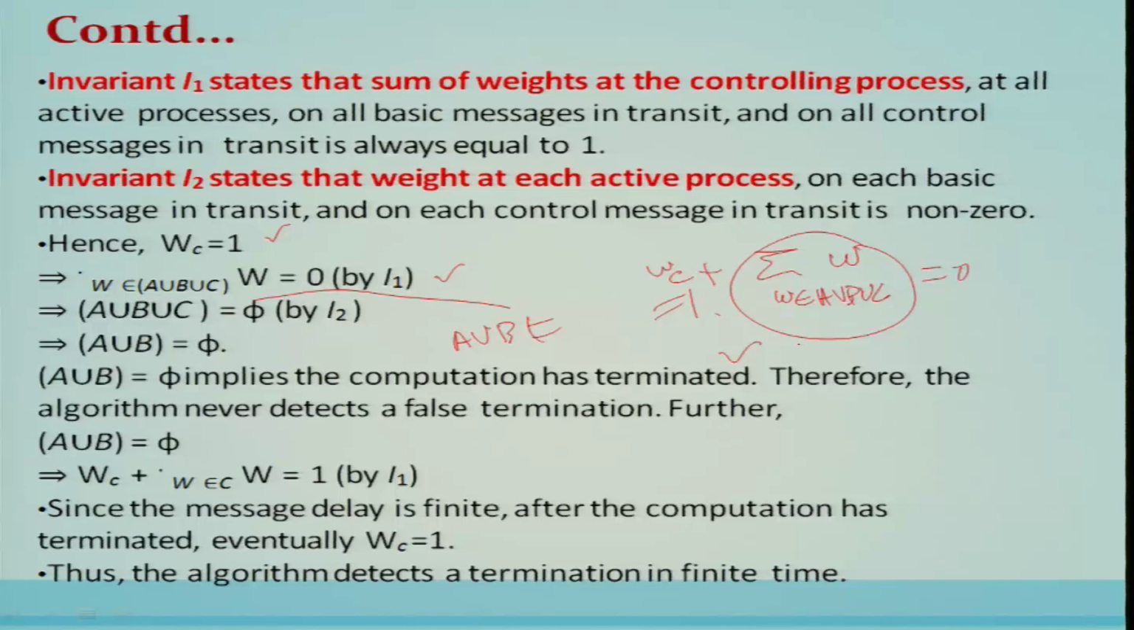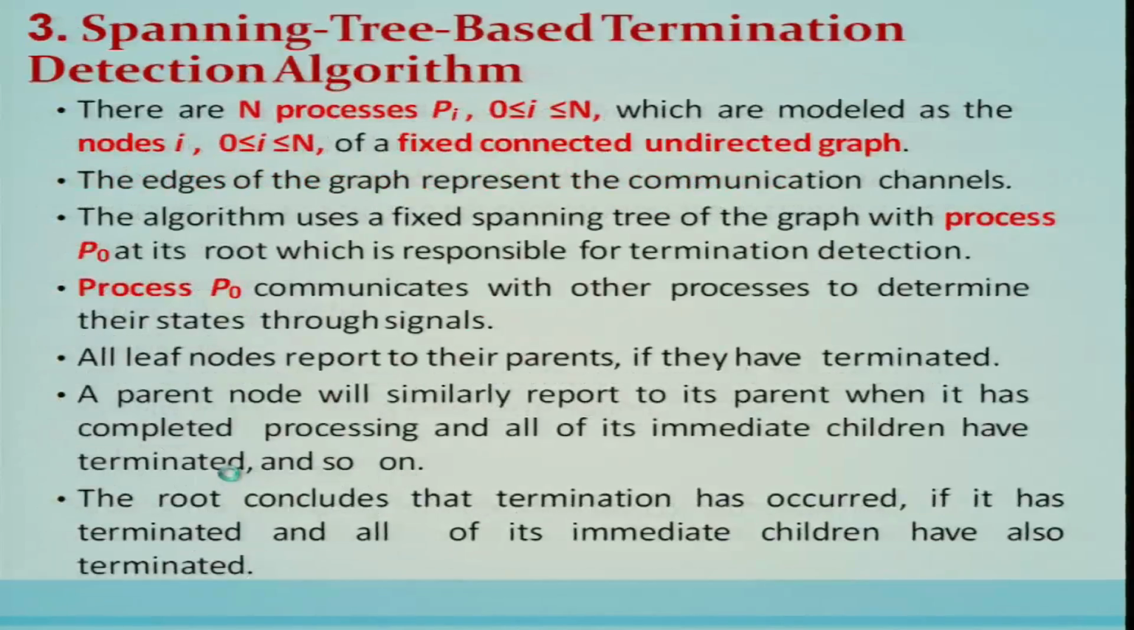Further, A union B is equal to phi, that is WC, and WC is equal to 1 by I1, since the message delay is finite, that is, after the computation has terminated, eventually WC will become equal to 1. Thus the algorithm terminated in a finite amount of time, meaning to say that the control messages which carry the weights from the terminated process will eventually reach the controlling agent, and the sum of all the weights will become 1 within a finite time.